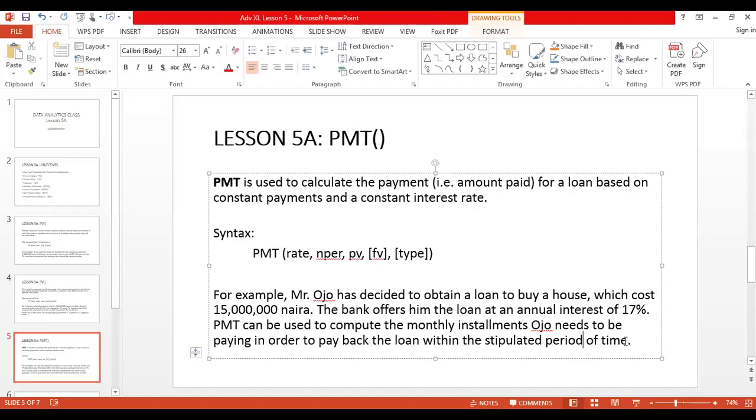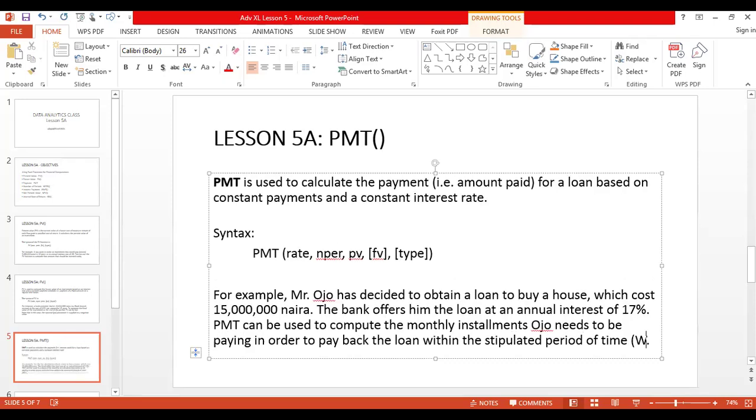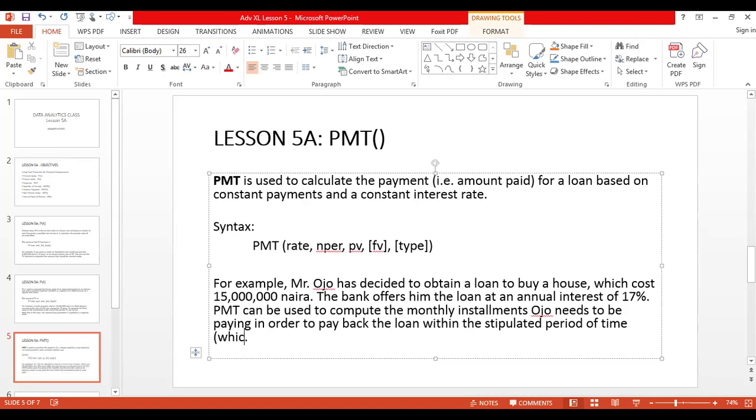That stipulated period of time, what period do you guys want us to use? Can you suggest one? 48 months. Yes. Okay. So let's go ahead with that.